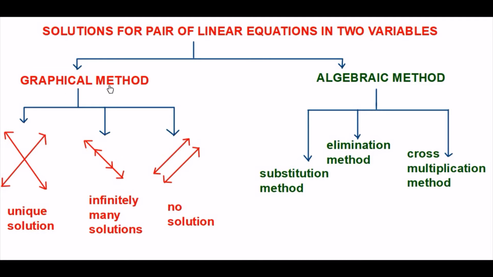There are basically two methods for finding out the solutions for pair of linear equations in two variables. That is the graphical method and algebraic method. You have seen the graphical method in your previous classes. In graphical method, you had three possibilities of linear equations in graph. One is the intersecting lines, then the coincident lines and parallel lines.